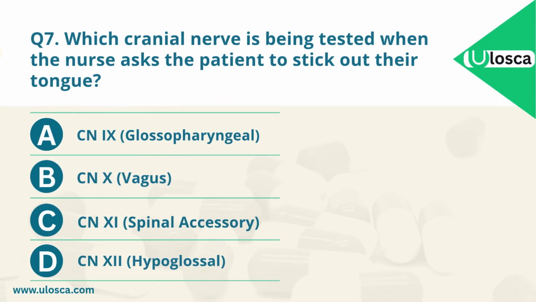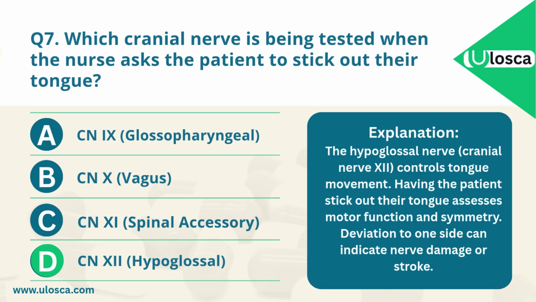The correct answer is D. CN12, also known as hypoglossal. Explanation. The hypoglossal nerve controls tongue movement. Having the patient stick out their tongue assesses motor function and symmetry. Deviation to one side can indicate nerve damage or stroke.